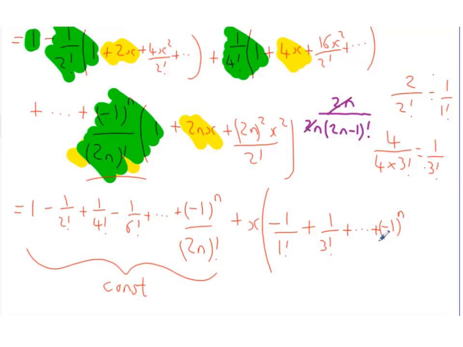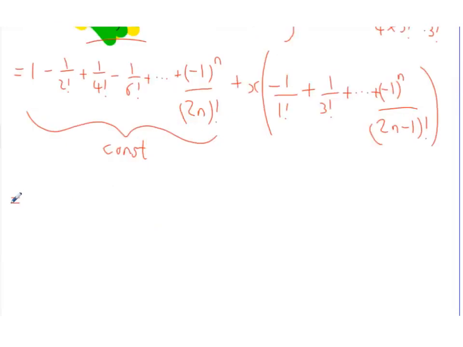So I'm just going to write that as minus 1 to the power n over 2n minus 1 factorial, and that is our x term. So if we tidy all of this out, now you've got a choice. For this constant term, you could leave the 1 out and define a series starting from 1, or you could leave the 1 in and define it starting from 0.